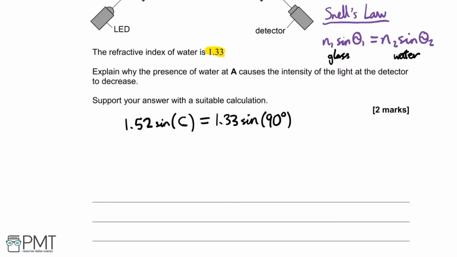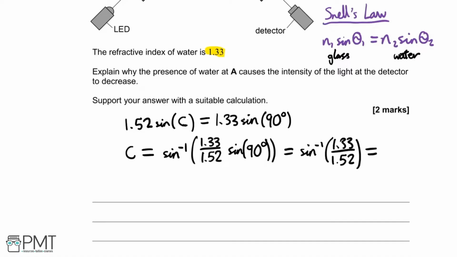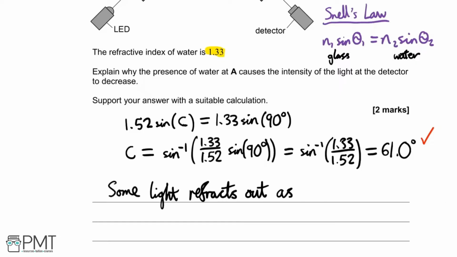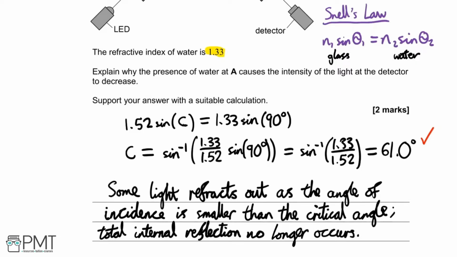So if we rearrange this equation to find out what the critical angle for that boundary is, this is where we can simplify, because sine of 90 degrees is equal to 1 anyway. And we should end up with 61 degrees. So that's our first mark for making that calculation. The second mark would be for saying that the critical angle is now much larger than the angle of incidence, so it's not just total internal reflection that's taking place now. And then there's your second mark for making that point. So 2 marks.